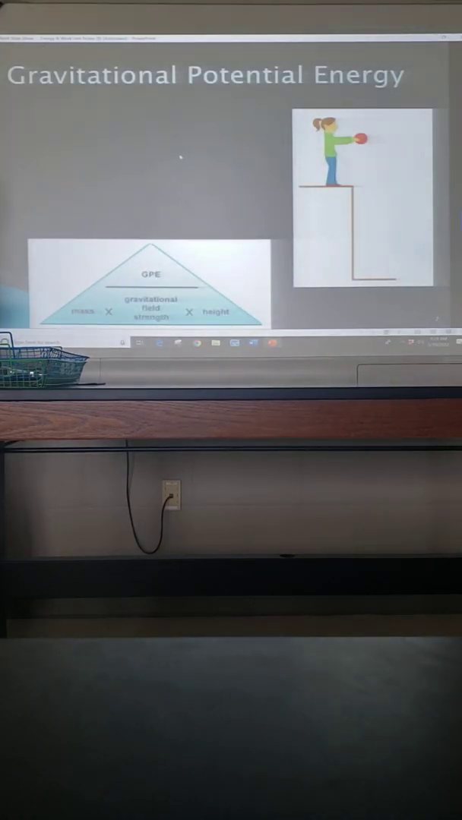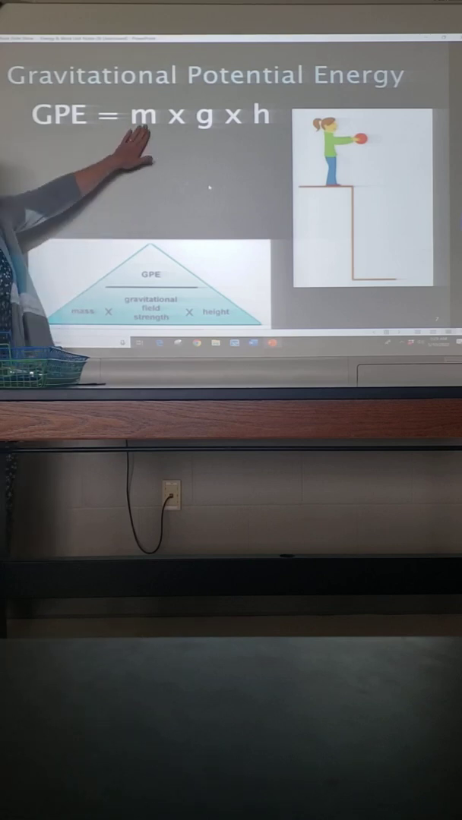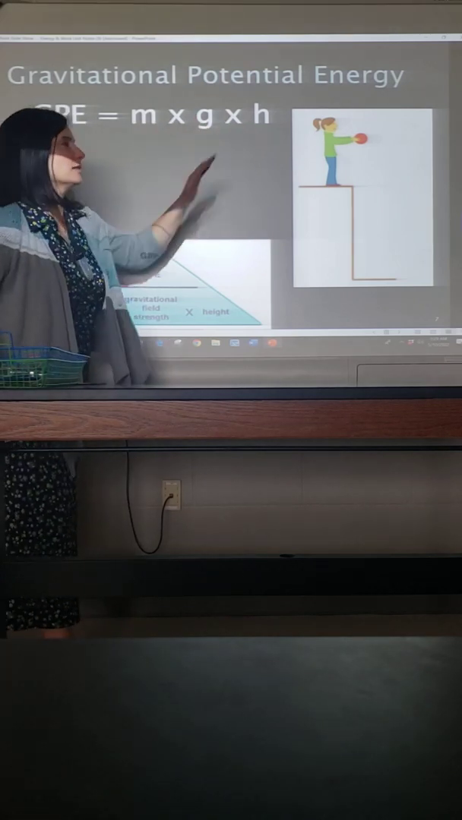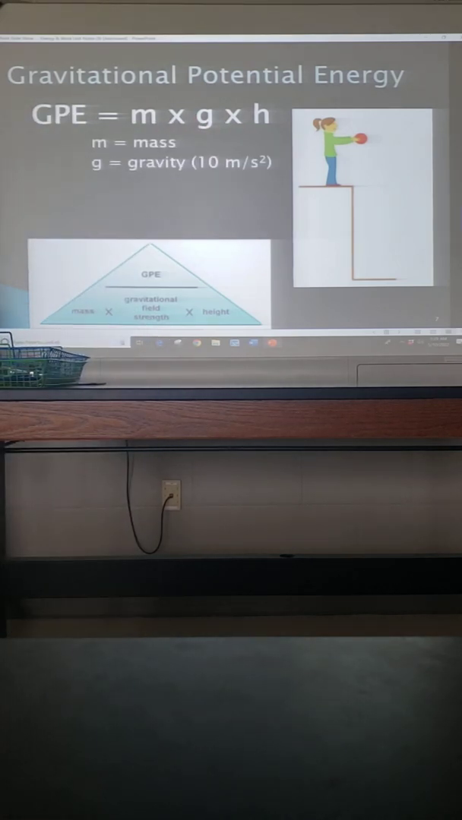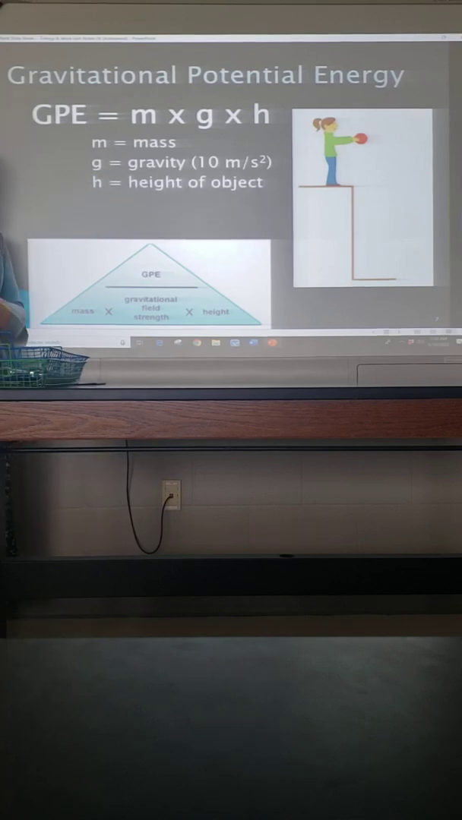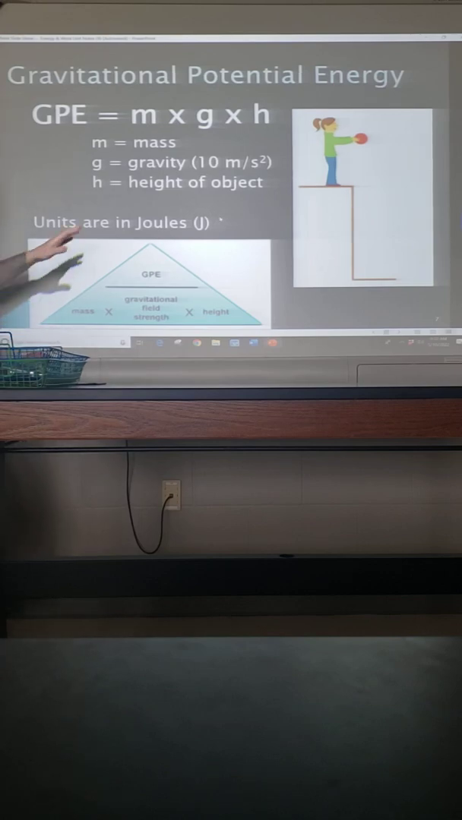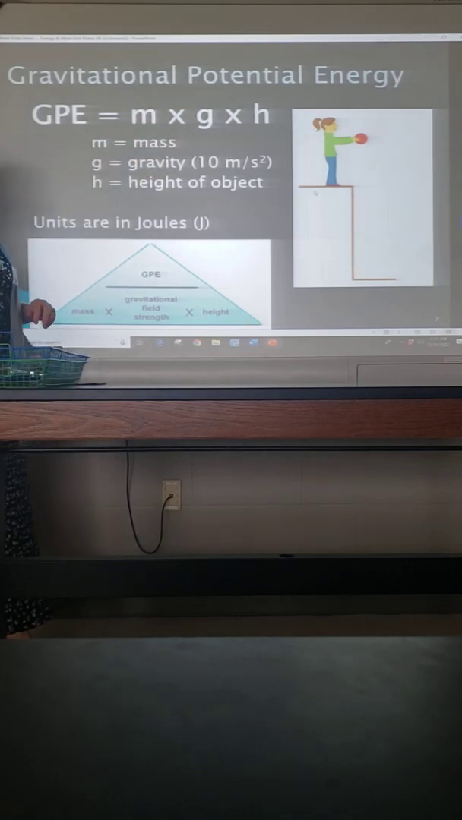All right, so gravitational potential energy has an equation: mass, gravity, and height. We're going to use gravity as 10 meters per second squared again. And again, the units are going to be in joules because it's energy. All right. Mass times gravity times height. It's a pretty simple one.